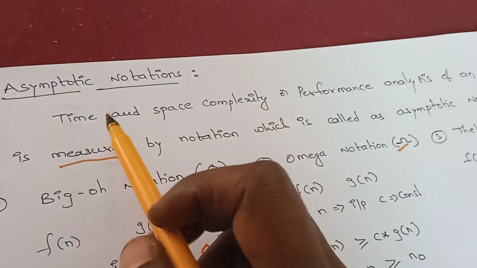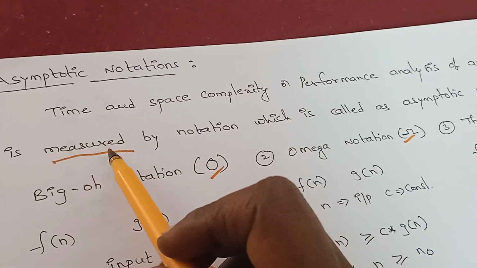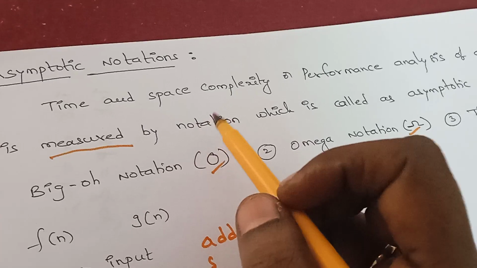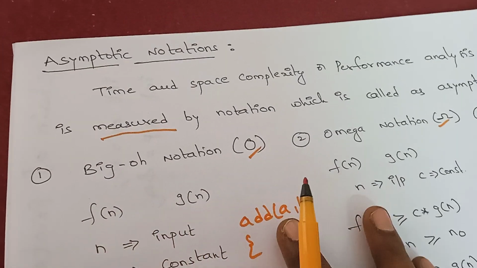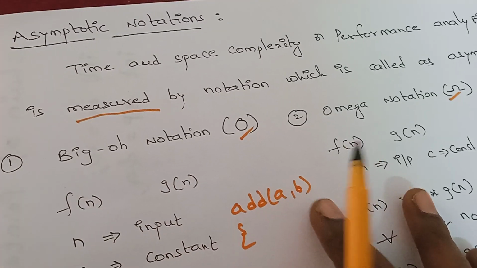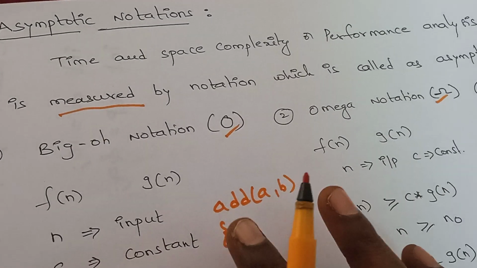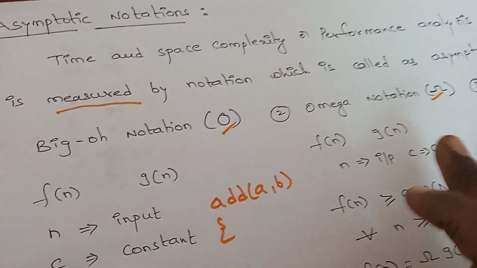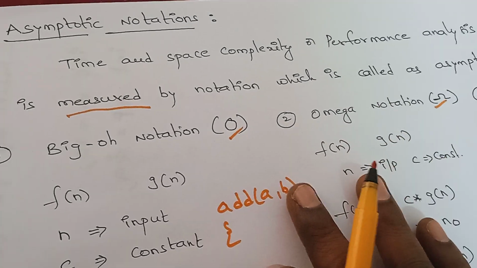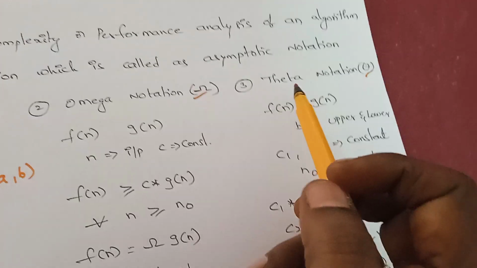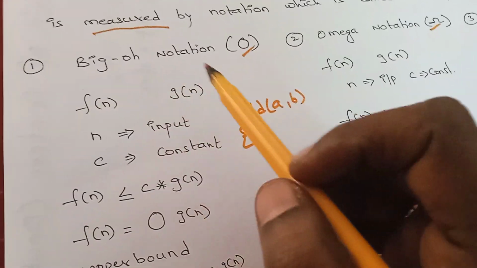The main objective of this notation is to measure the time and space complexity. There are six notations that we have, but we are not going to use all six. Preferably we'll take three into consideration. Those three are big O notation, omega notation and theta notation. Let's see each one, starting with big O notation.